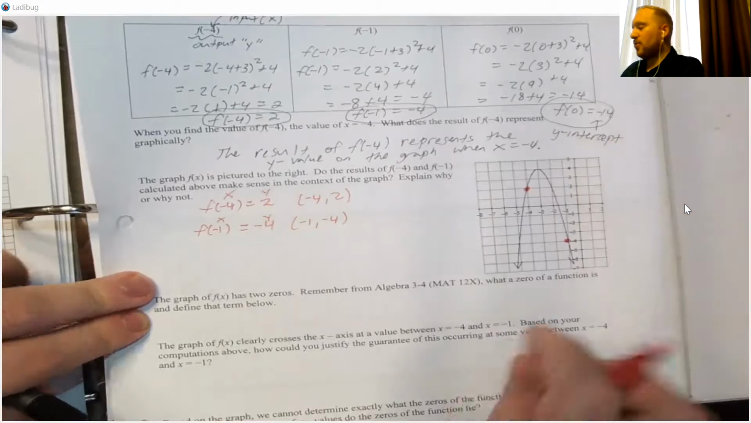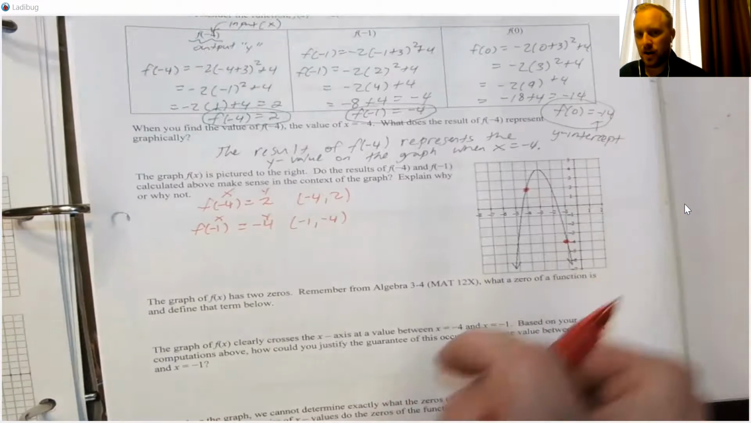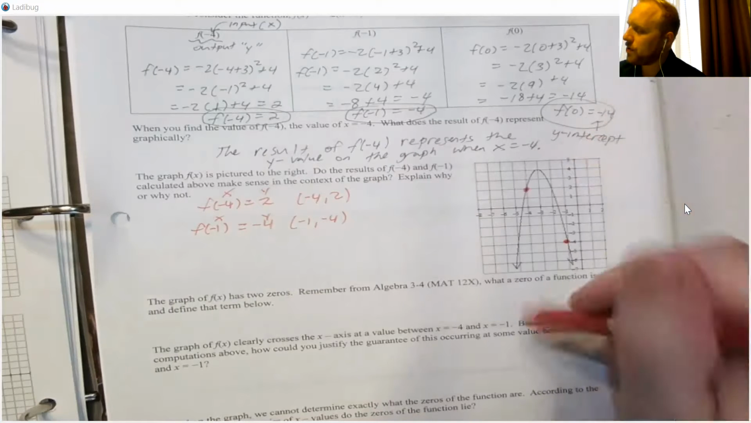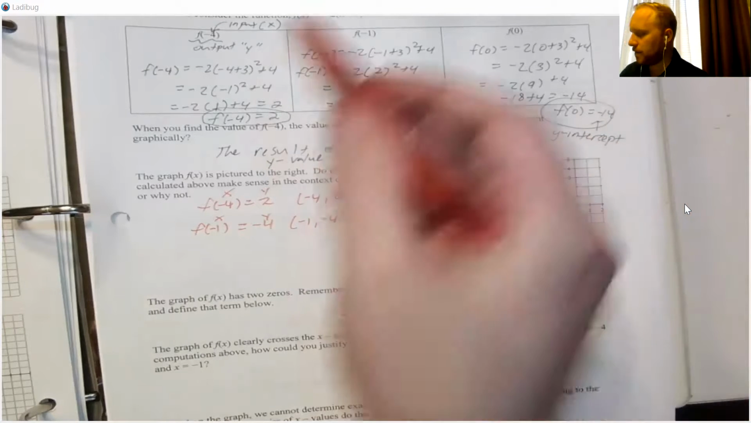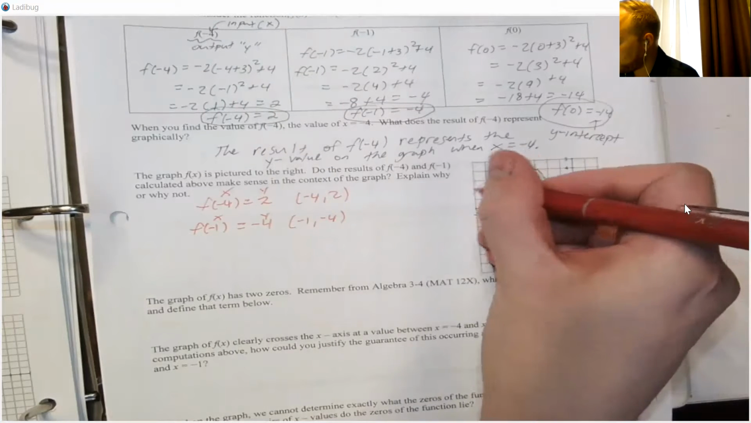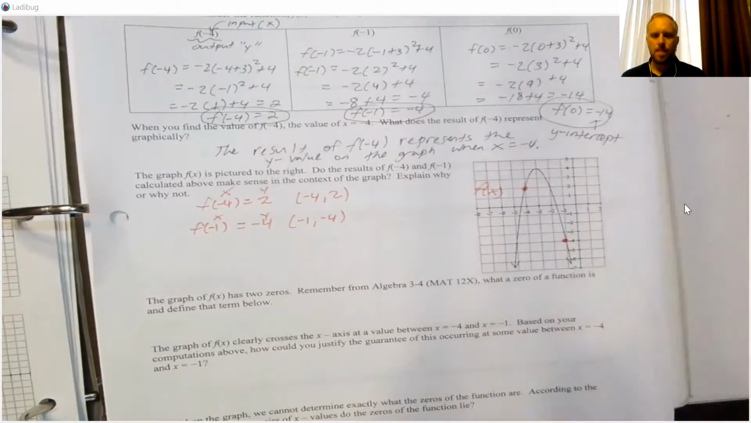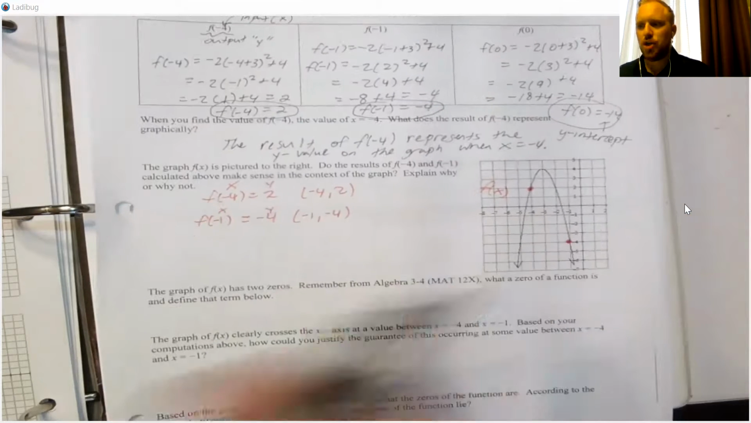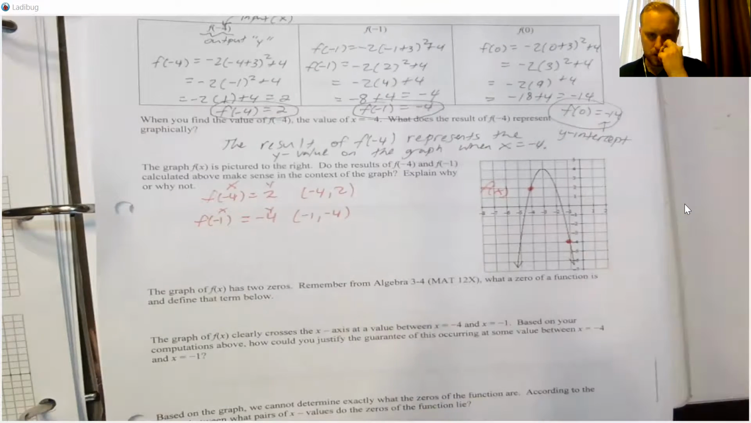You'll notice that those points lie on that quadratic function. So this function would represent f of x. This right here is f of x. So when we say that f of negative 4 is equal to 2 and f of negative 1 is equal to negative 4, meaning that those points that we just did should be on that graph, which they are.